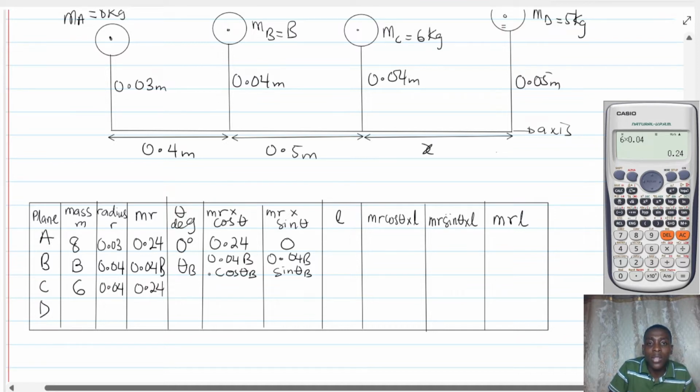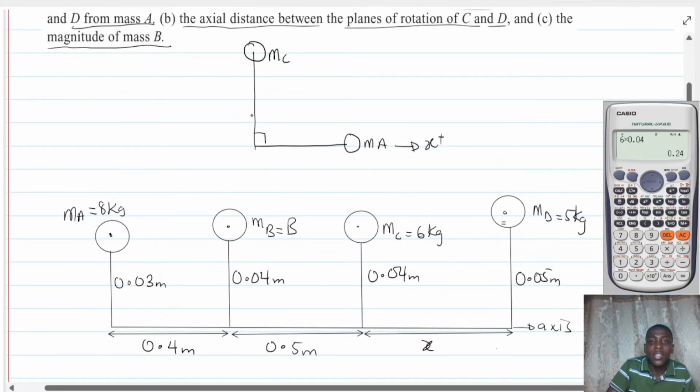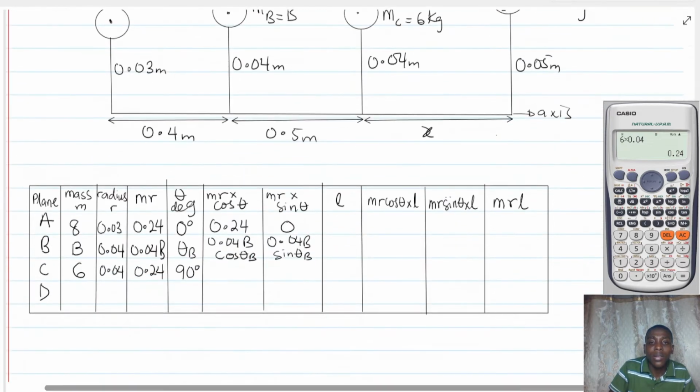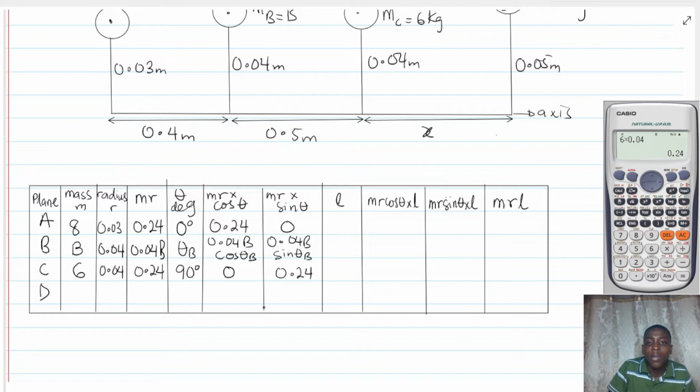But this time around, he said C is 90. With respect to A, C is making an angle of 90 degrees. So cos 90 is going to be 0, so we won't even waste our time doing this. And sin 90 is 1, so we'll get the same results here. These ones we know.